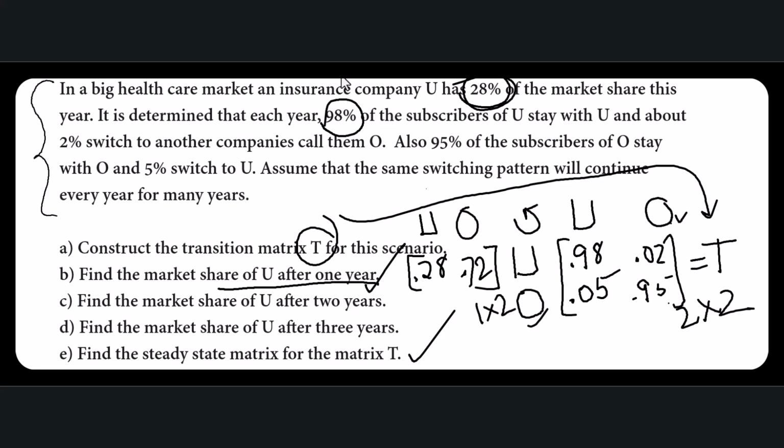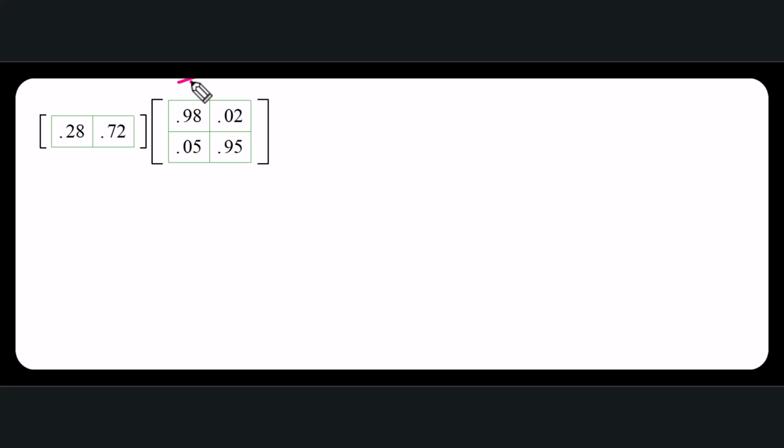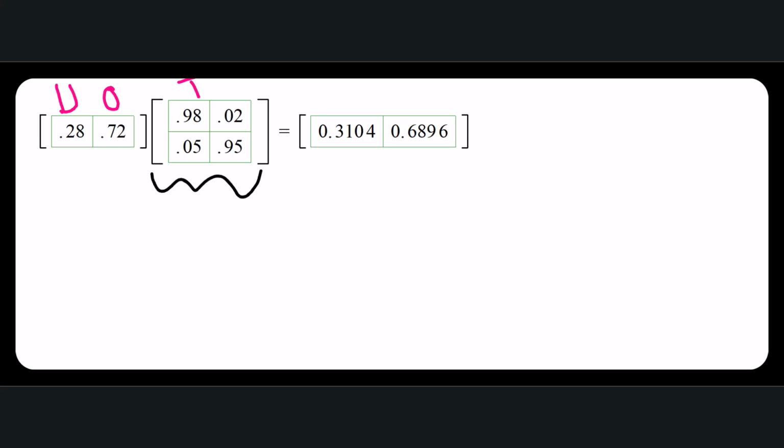So let's go ahead, and since we did matrix multiplication a lot by hand, now we are going to use technology. Here we have our transition matrix T. This is the share of U, and this is the share of O, the others. If we multiply these two together, we get this matrix, which is the share this year after the transition. So a year later, the percentage of subscribers that use U is 31% instead of 28, and O is this much.